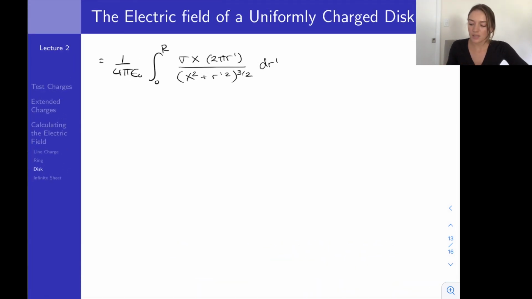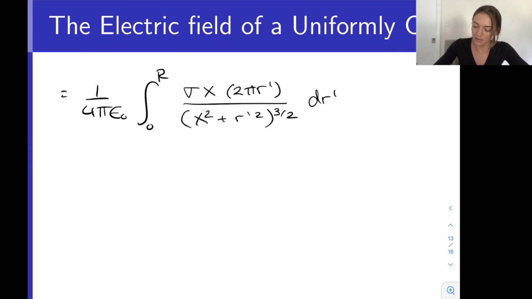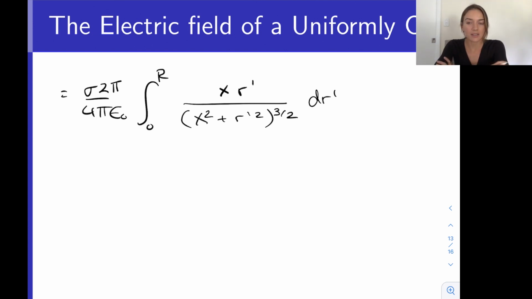Okay, so now to solve this integral, let's move some of our constants outside the integral just so that we have a little less clutter. So let's move our sigma and our 2 pi outside here. So let's put sigma and 2 pi out there. And so now we just have x and r over here. Okay, so how do I solve this integral?